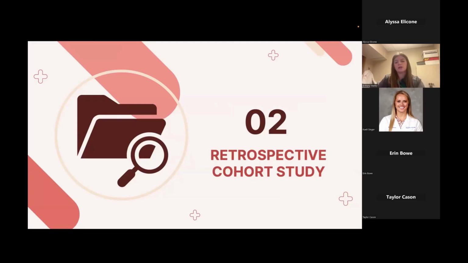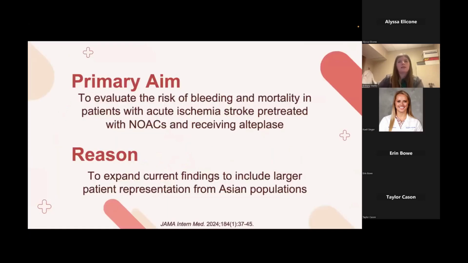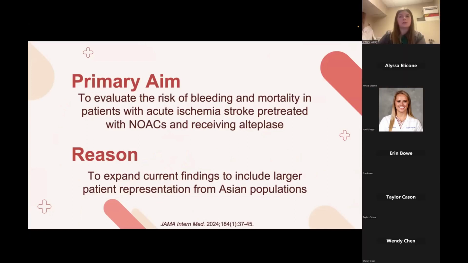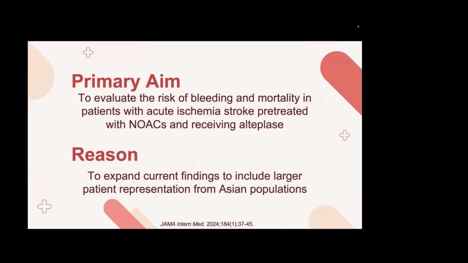So first, we're going to start with the retrospective cohort study. As the article title implies, the authors aim to evaluate the risk of bleeding in patients who had received Alteplase for acute ischemic stroke and had recent exposures to NOACs. While there is some evidence that does exist on this topic, as I had highlighted in the background section, the investigators of the study aim to expand the available literature to include a more robust Asian representation, as previous studies had limited representation by those communities.